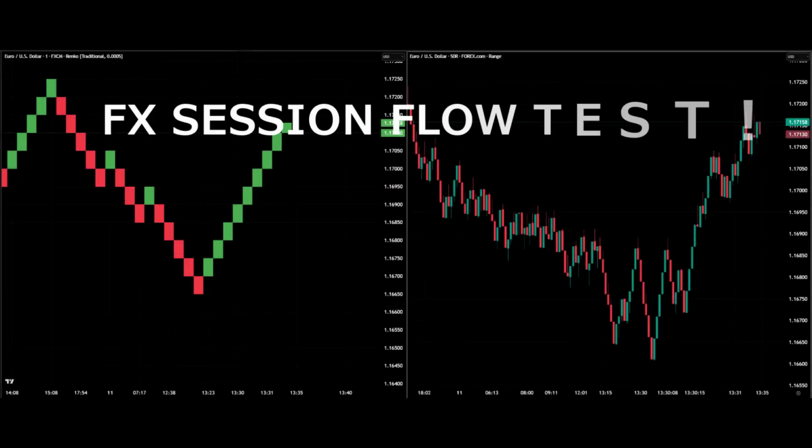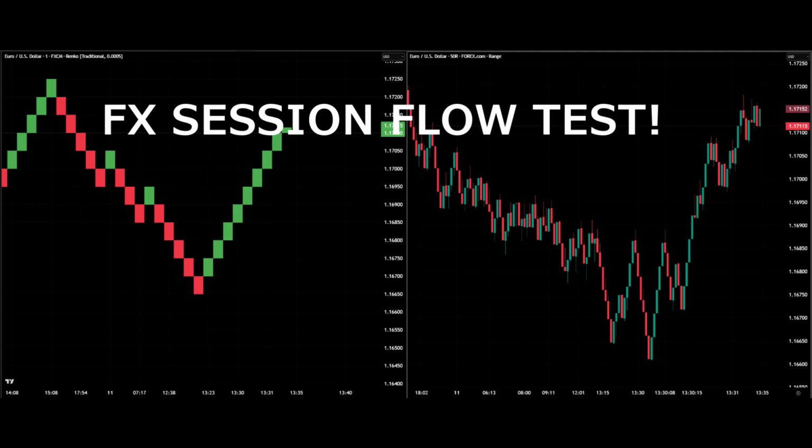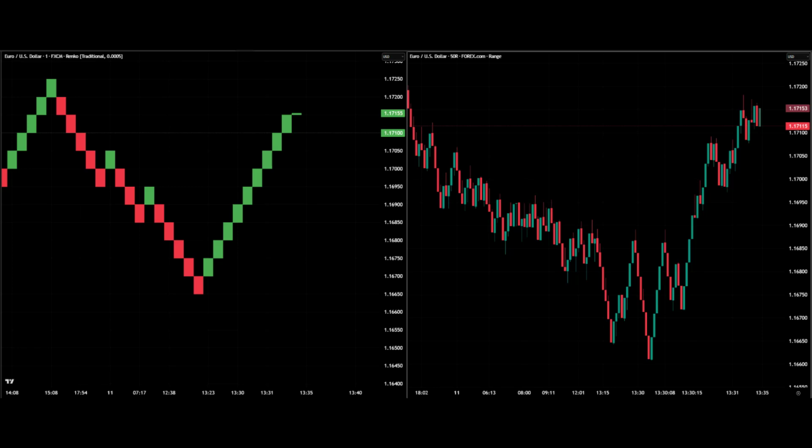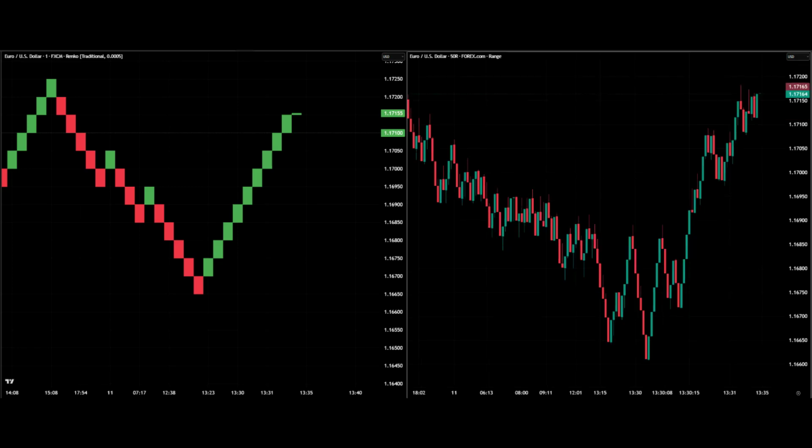So for our final test, it's the FX session flow test. We've got the Euro US dollar, 5 pips for each, that's 50R on the range chart. Now on the range chart, the breakouts, say London, New York, maybe even Asia, will show quite neatly, but quiet sessions can create micro fake-outs.